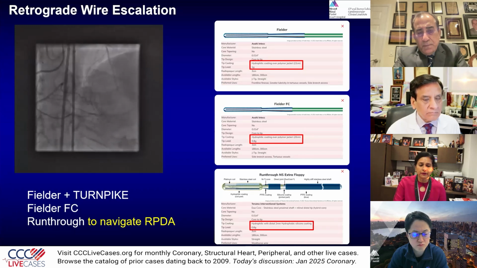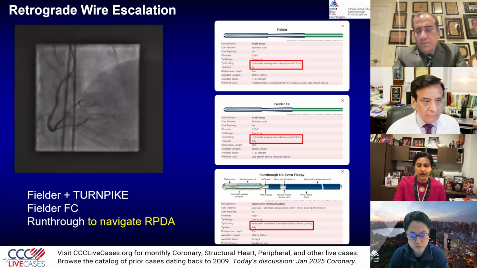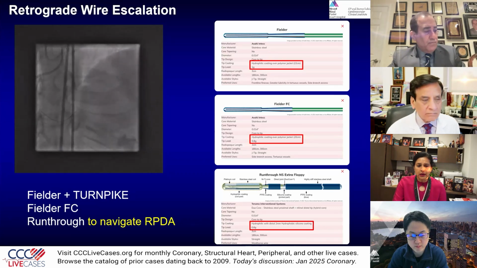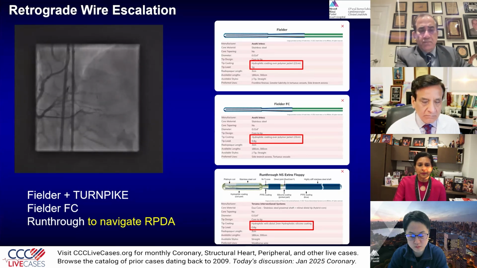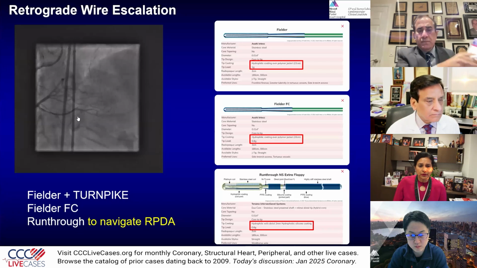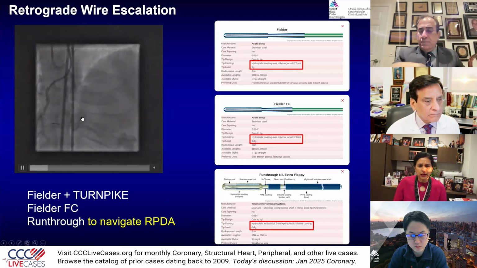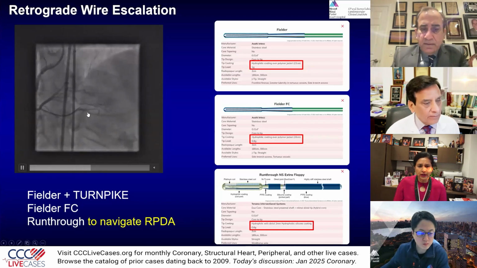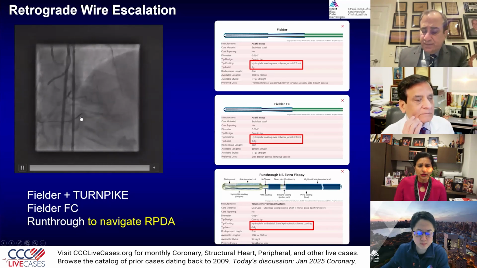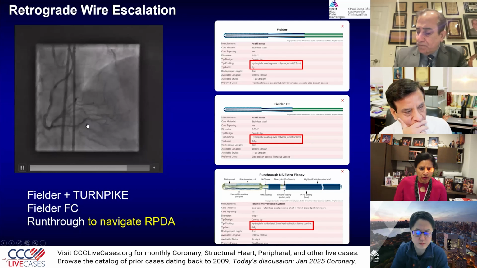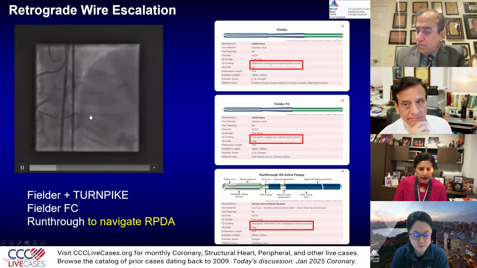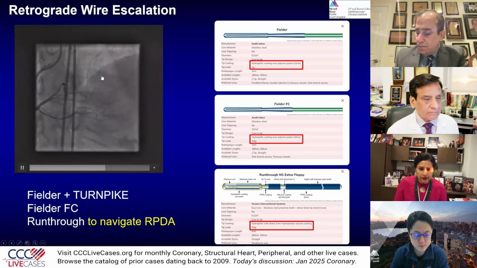So what we did, we used a Runthrough wire, because you see that the tip is hydrophilic coated, but your one-to-one torque is better with the Runthrough wire. We navigated into the PDA, if you can see here. Can you see what I'm pointing at? Very nicely, Anu. Yeah, so if you see here, we did not want to go at this tip. Instead, you come back into the PDA and then get into this septal like this.